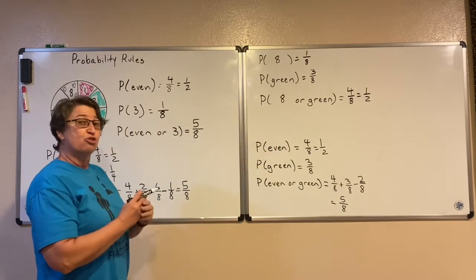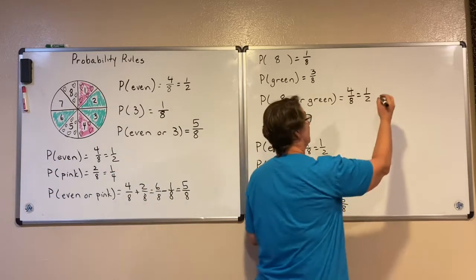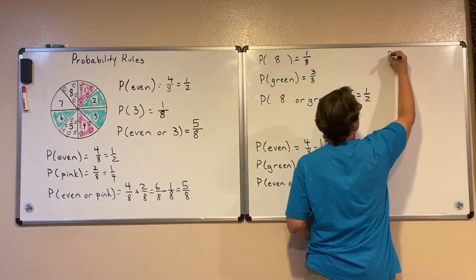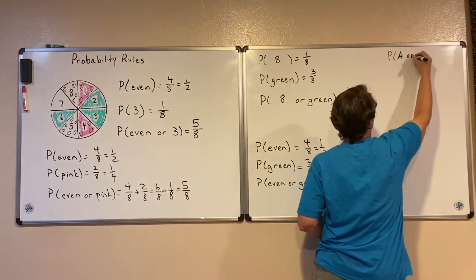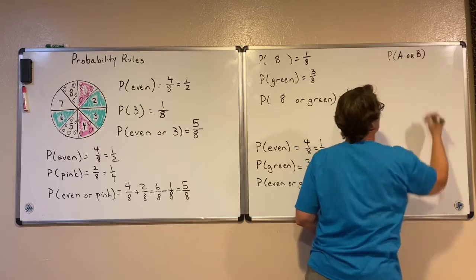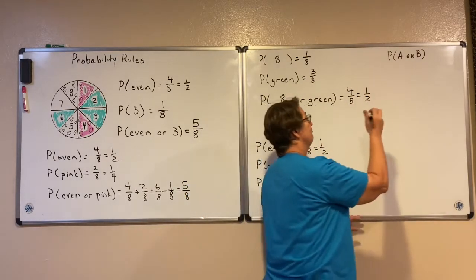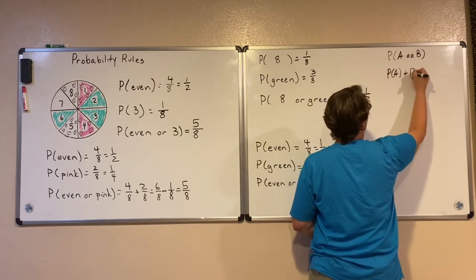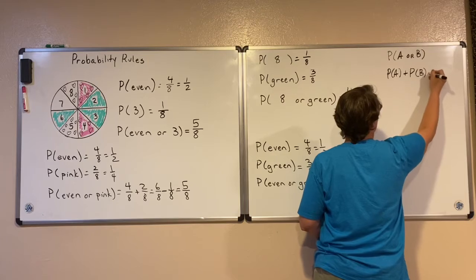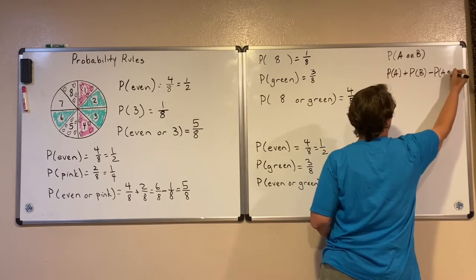So the rule is, when I have the probability of 2 events, the probability of A or B, what we're going to do is add the probability of the first one plus the probability of the second one minus any overlap between them.